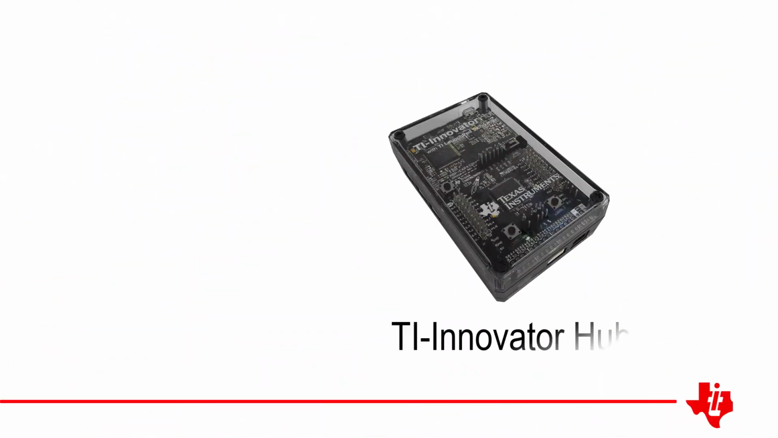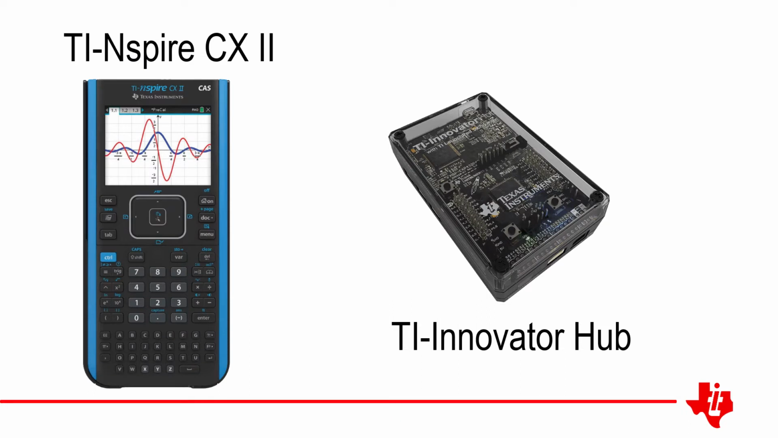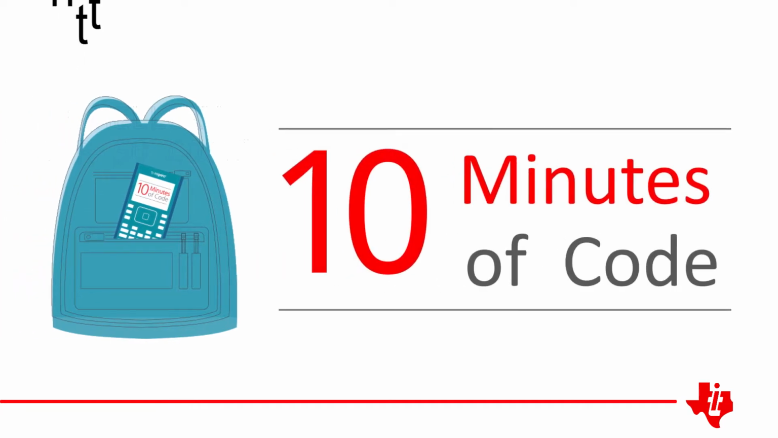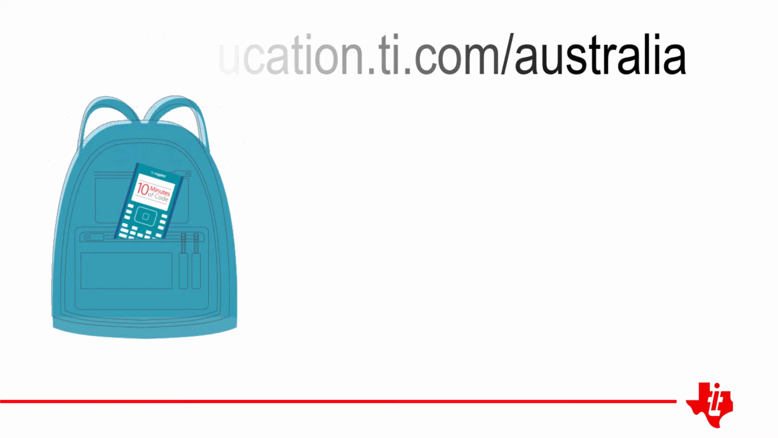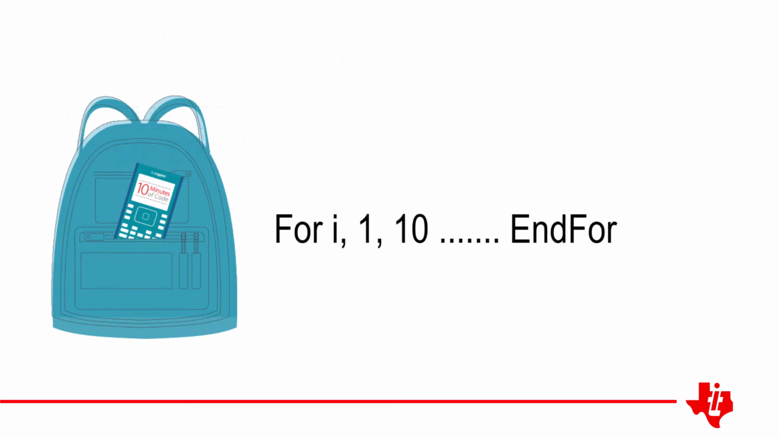This is another tutorial for the TI-Innovator Hub and the TI-Nspire CX series calculator. This tutorial is aligned with the free 10 minutes of coding lessons available from the Texas Instruments website. In this session, we see how loops can be used to sequence a series of light pulses.